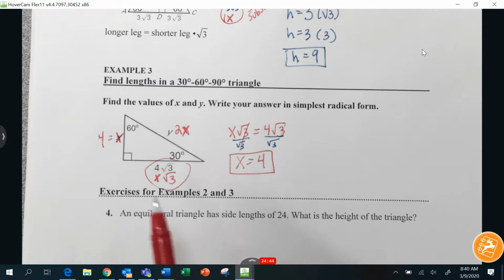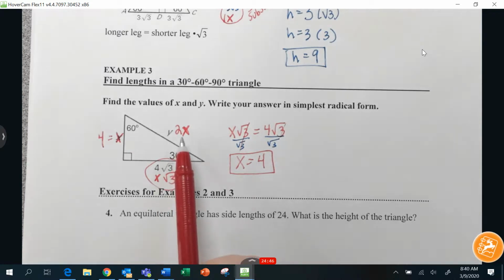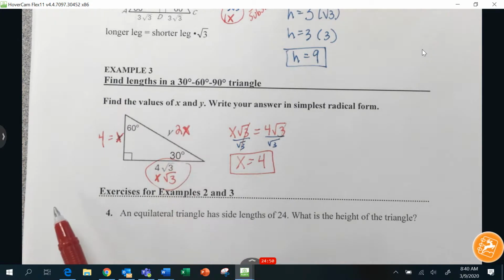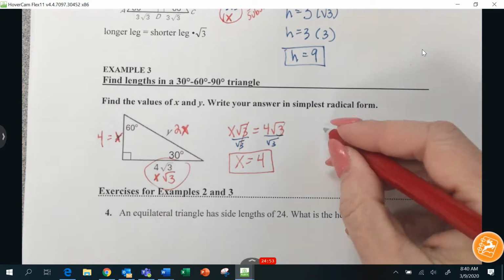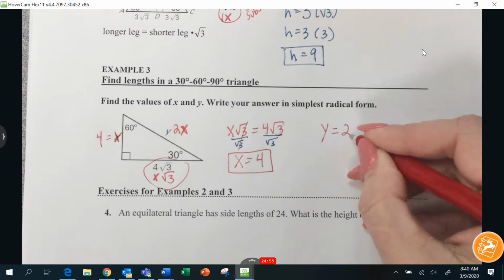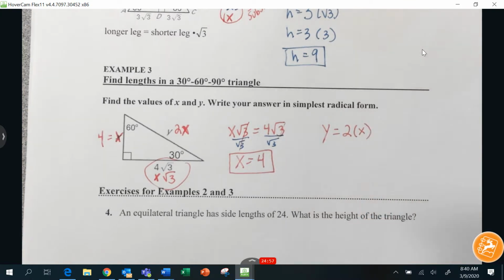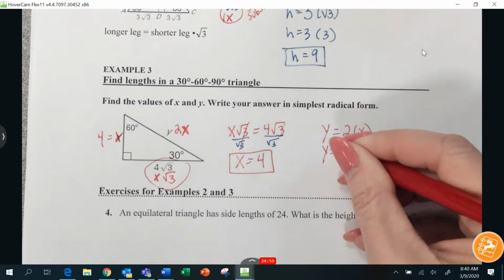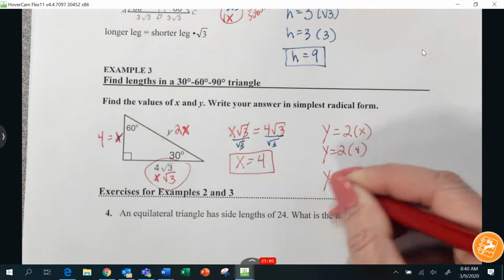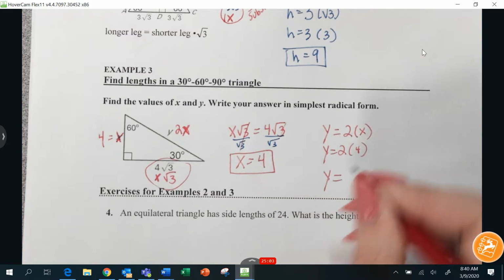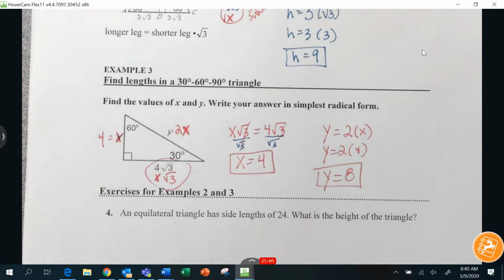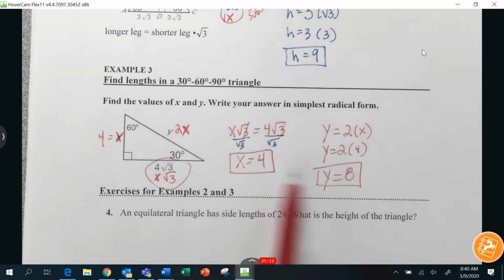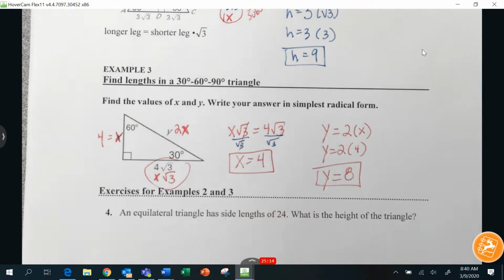Now we got to get the hypotenuse. The hypotenuse says 2 times x. And what is x? 4. So what's my hypotenuse? 8. This will always be true in a 30, 60, 90: the hypotenuse is 2 times the length of the short side. Always and forever. That's always true. That's why it's special.